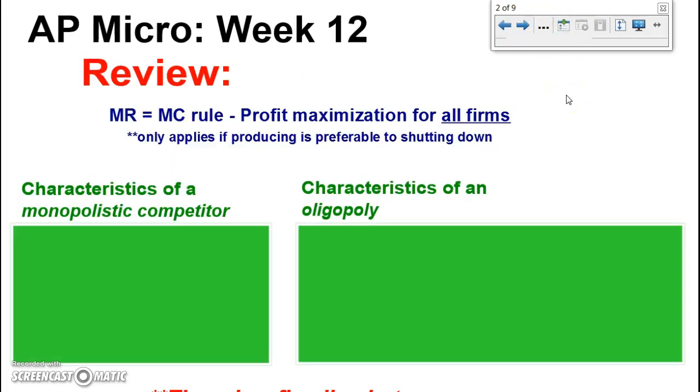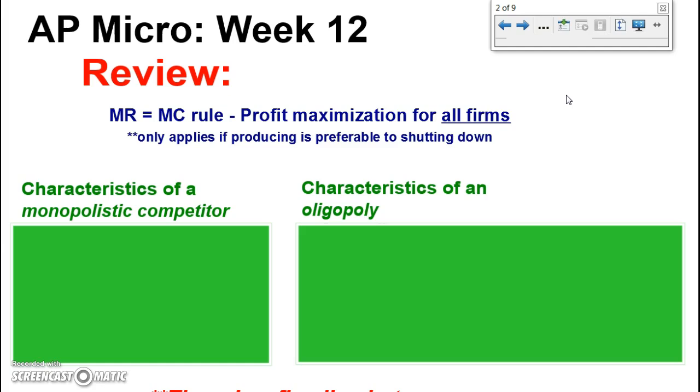Okay, the first thing we're going to do in week 12 is review the marginal revenue equals marginal cost rule, which, as you should know by now, is the profit maximization rule or loss minimizing point for all firms, as long as producing is preferable to shutting down. So for any firm in any market structure, they want to produce their output where MR equals MC.